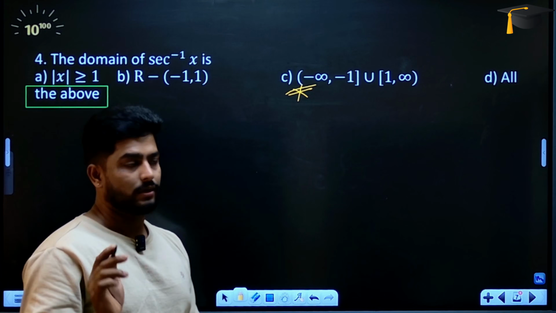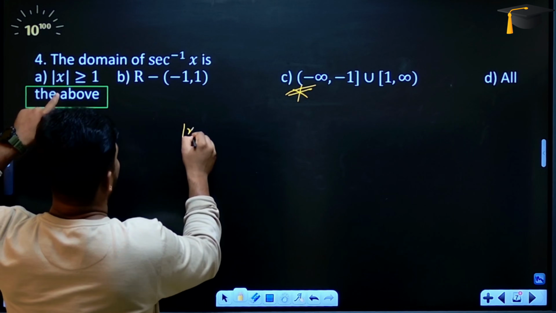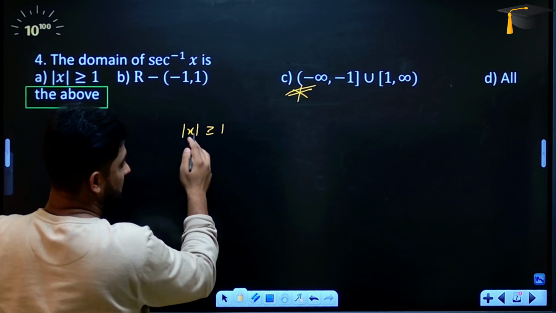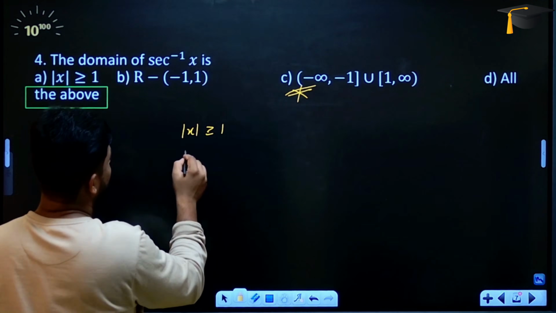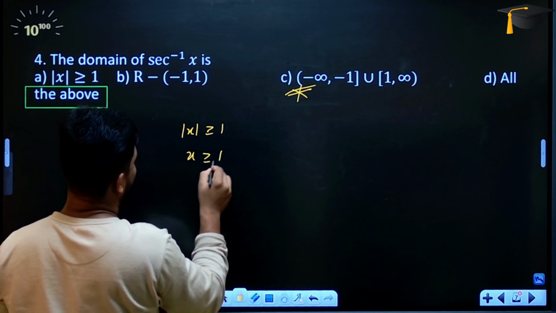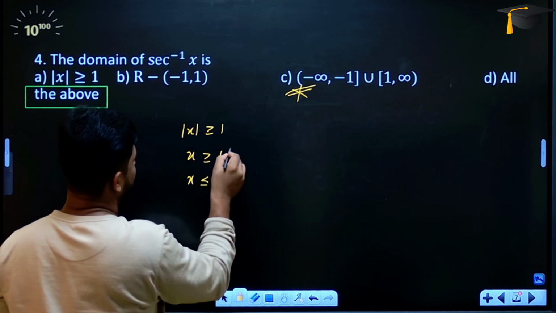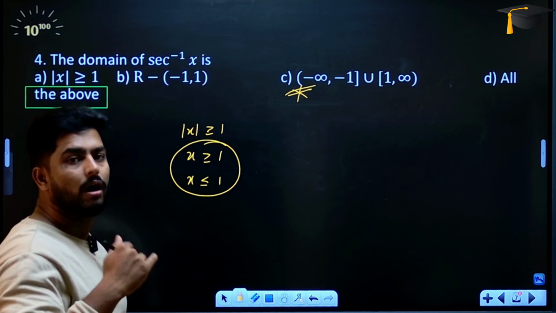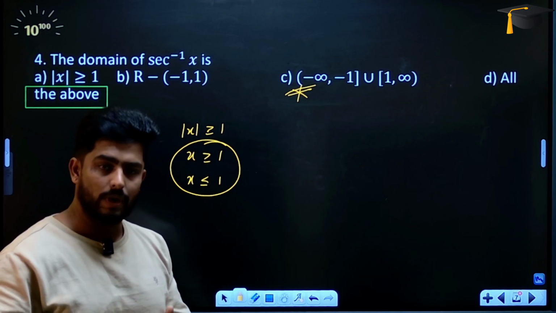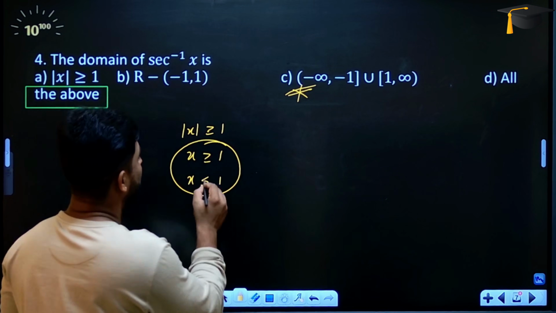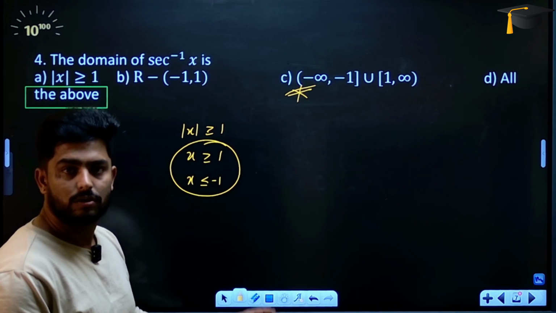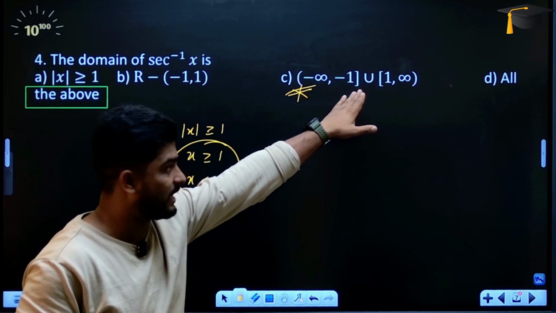I'll tell you why, children. Look at mod x greater than or equal to 1. Mod x greater than or equal to 1 means x is greater than or equal to 1 and x is less than or equal to minus 1. So this is the meaning of this: all the values greater than or equal to 1 and all the values less than or equal to minus 1. So this is also the meaning of option C.